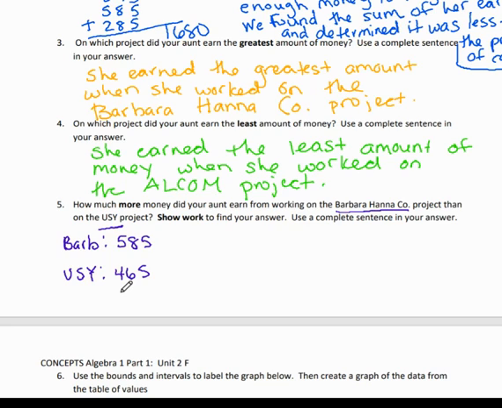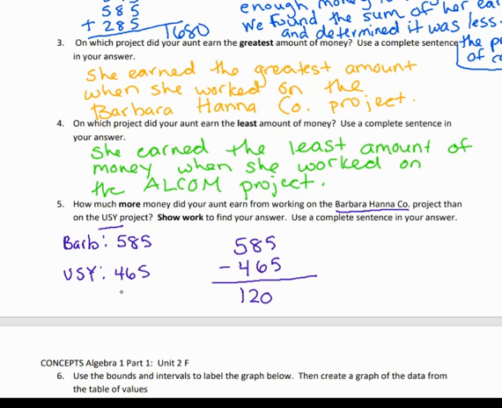So if it had said what's the total amount on those two projects, we would have added, but the question is saying how much more did she make on the Barbara Hanna? So good catch. I just did it because it came to my head, like $120 more. So I just wrote 465 plus 120 is 585. Gotcha. But subtracting is exactly what we want to do. So we're going to subtract 585 minus 465, which gives us the 120.